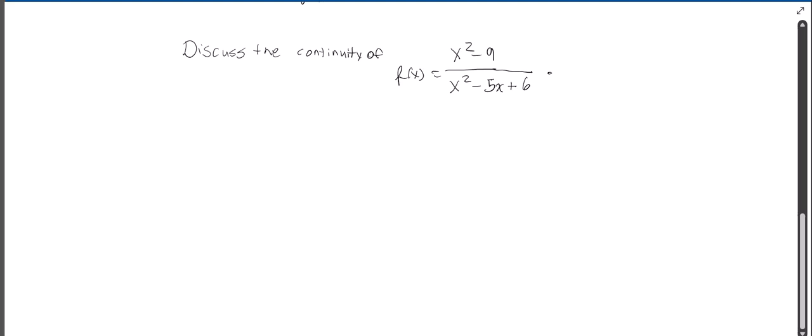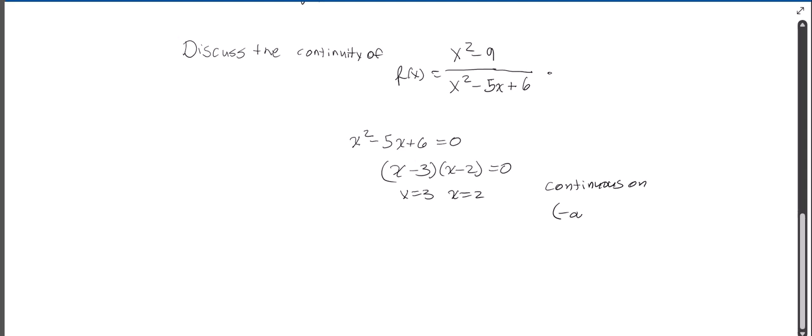So the first thing is we find out what is not in its domain. So we take x squared minus 5x plus 6 equals 0, x minus 3, x minus 2 equals 0, x equals 3, x equals 2. Those would make the denominator equal to 0. So we know it's continuous on negative infinity to 2, union 2 to 3, union 3 to infinity.